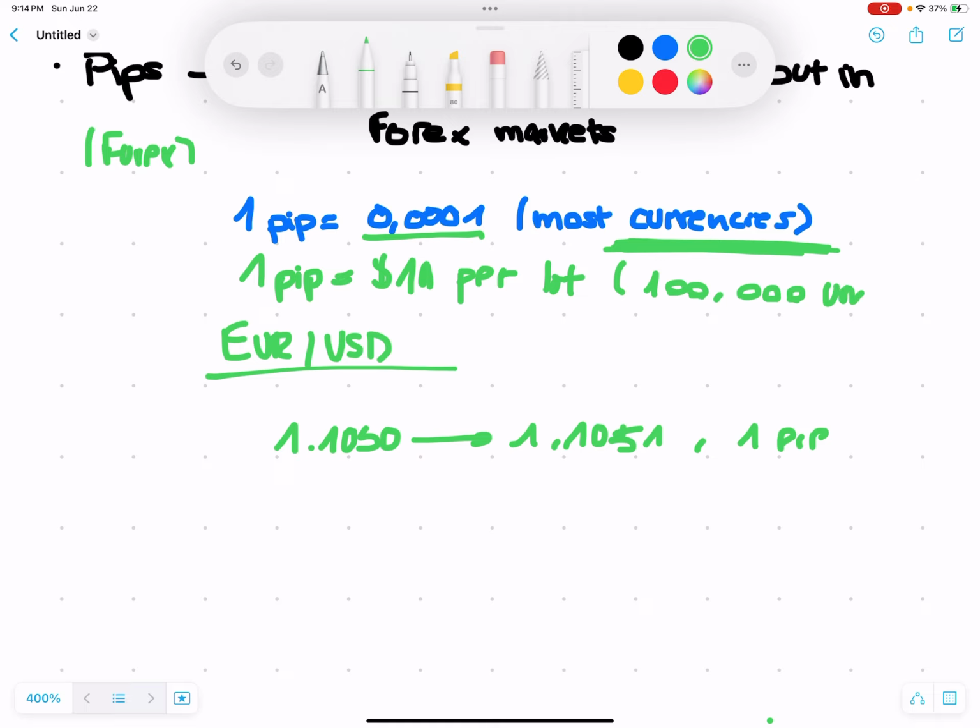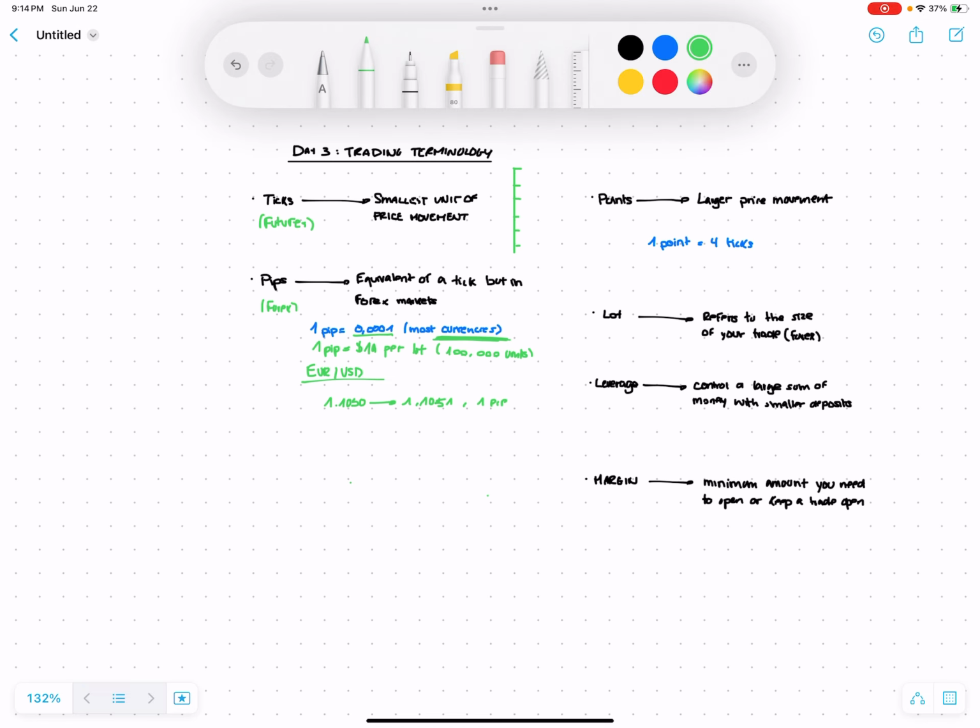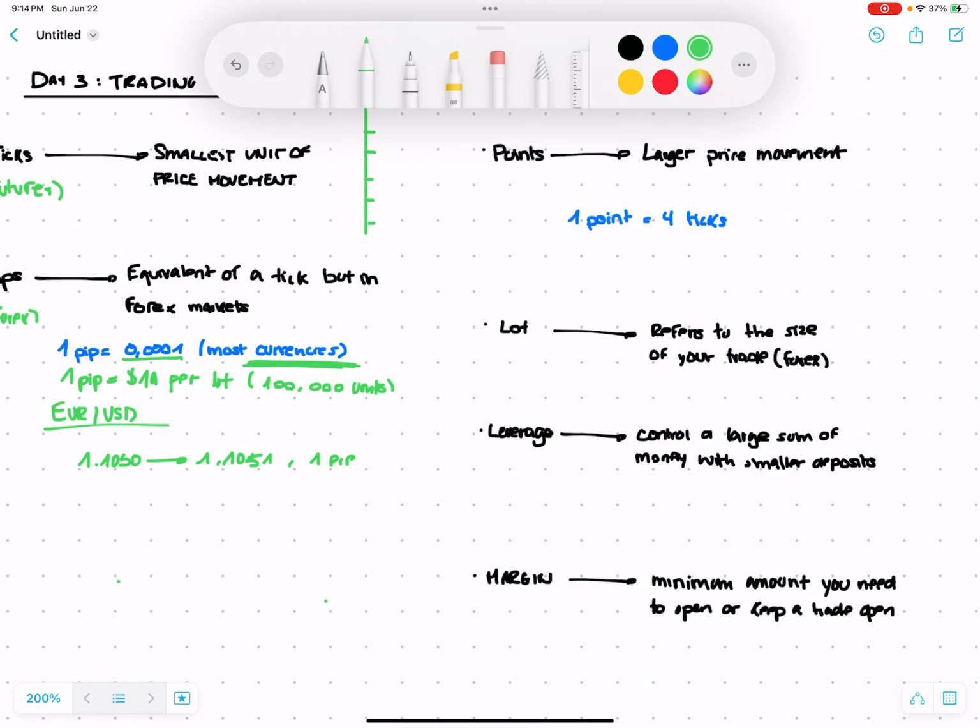You don't need to know all this. All that's in green is just information that I'm giving you. All you should know is that 1 pip is equal to 0.0001 in most currencies. While we focus on futures trading, it's still good to know what a pip is in case you want to explore Forex later, or if you want to start with Forex. I'm just giving you the basics right here.